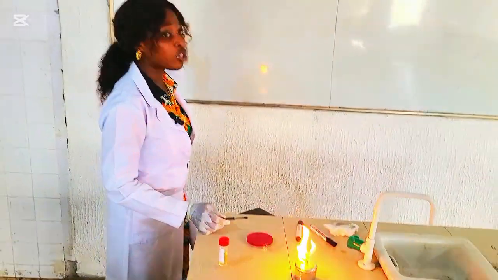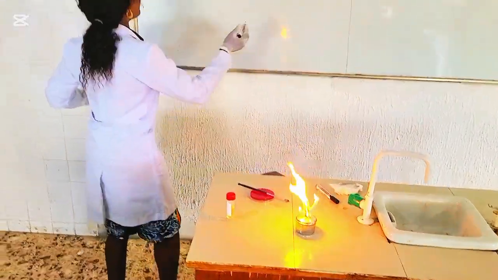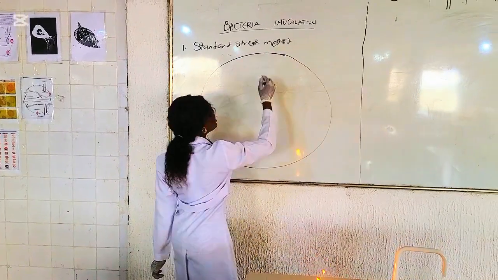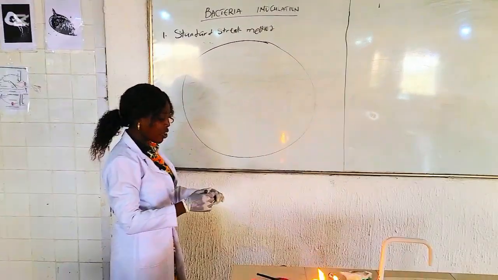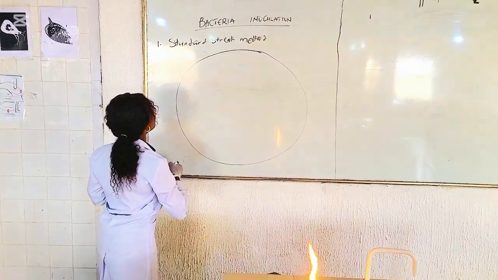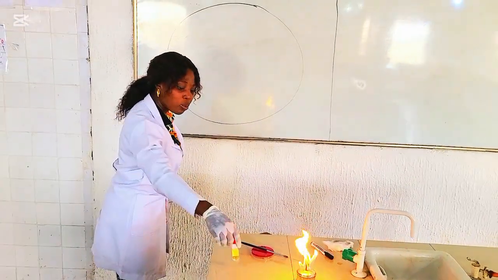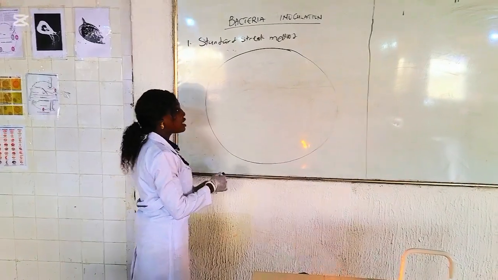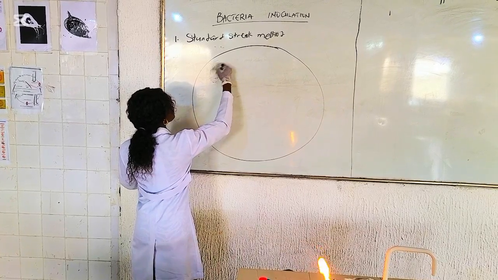I'm going to show you on the board first of all before we practicalize it on the Petri dish. So let's assume this is our Petri dish containing the culture media. The first thing you want to do after sterilizing the wire loop, as I showed you, is allow the wire loop to cool, and then you obtain the inoculum. We are going to be using our urine sample for inoculum. So you take a loop full of the urine sample. You make a well of the inoculum.